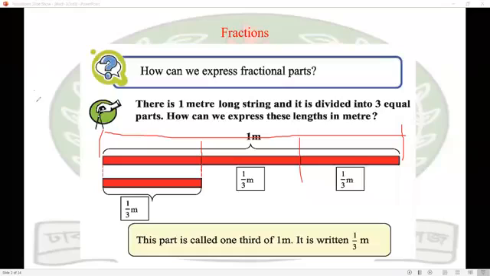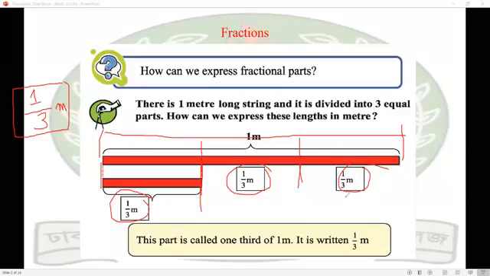So we see that the 1 meter long string is divided into 3 equal parts. So 1 meter is divided by 3. So every part contains 1 by 3 meter. So we can write that from here to here the string is 1 by 3 meter, and from here to here is 1 by 3 meter. This part is called 1/3 of a meter because they are divided into 3 equal parts. So every part is called 1/3 of 1 meter. This is 1/3 of 1 meter. This is also 1/3 of 1 meter. So all are equal, and we can write these parts as 1 by 3 meter.